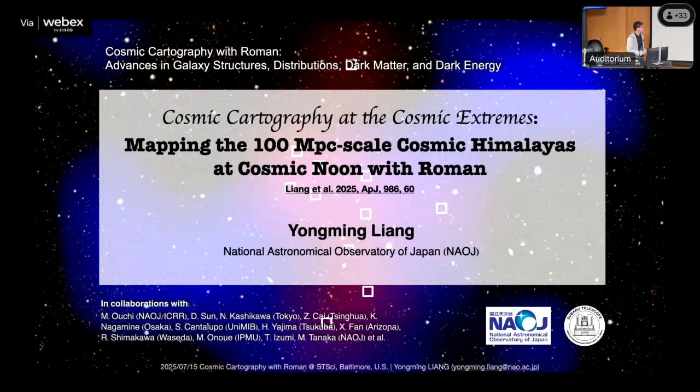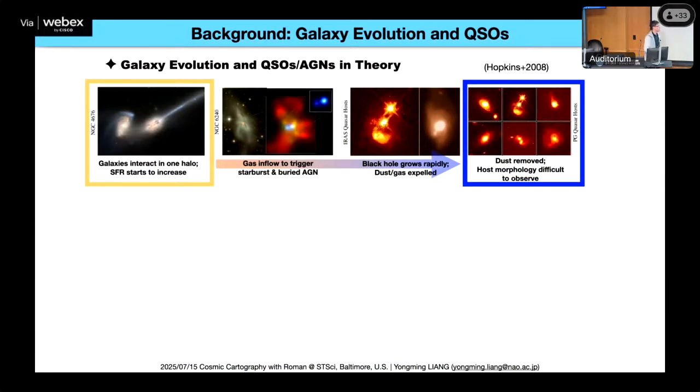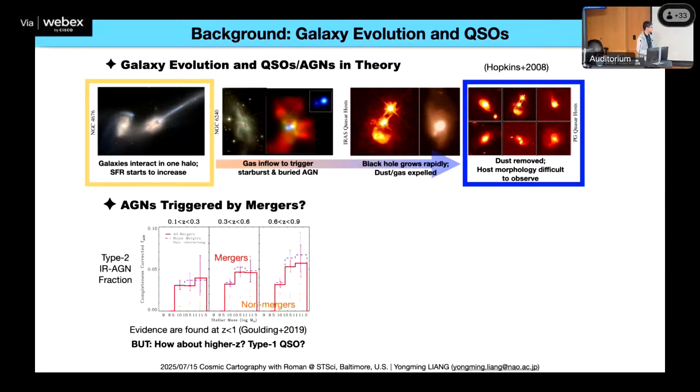First of all, let me go to the introduction. This is a very famous picture from Hopkins 2008. Once a galaxy undergoes mergers, they can produce inflow gas to trigger the starburst and also supermassive black hole growth. And there can also be dust. Such feedback from the black hole can expel the gas and make the central region clear. Also, due to the supermassive black hole growth, they can be more luminous, which is known as quasars.